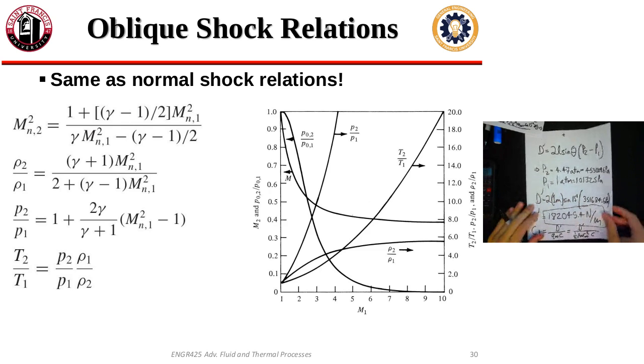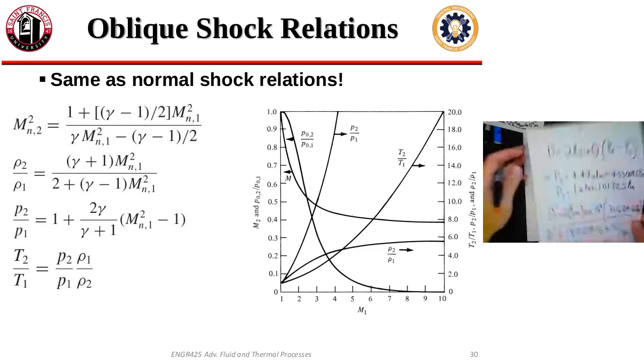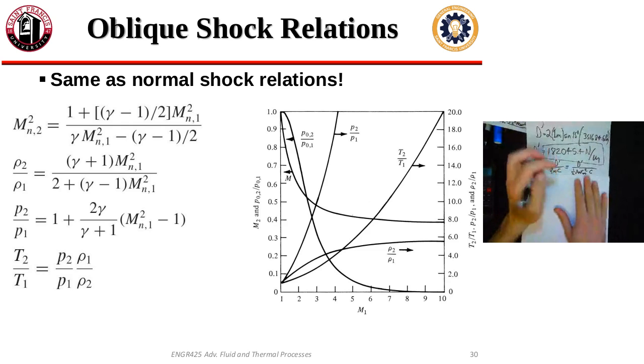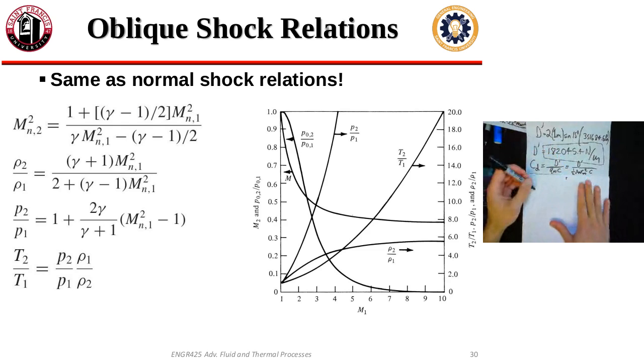So we know the free stream density because we said that everything's sea level standard. That means our density is what? 1.225 kilograms per cubic meter. Sweet. Our velocity, well, we know that the free stream Mach number is 5.